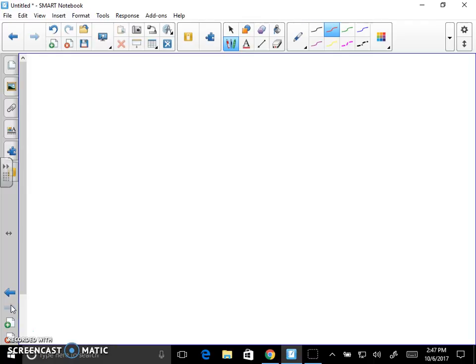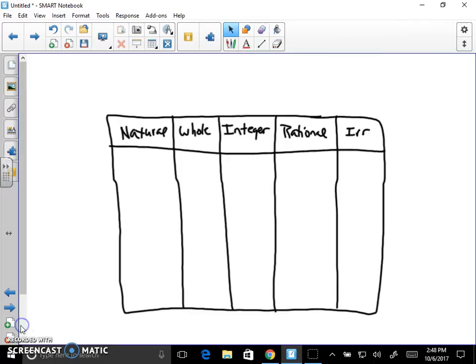And let's look at number 6. Okay, so now the directions say for number 6, write each number in the subsets of which it belongs. Make sure to place each number in all correct subsets. So this is not like that Venn diagram.